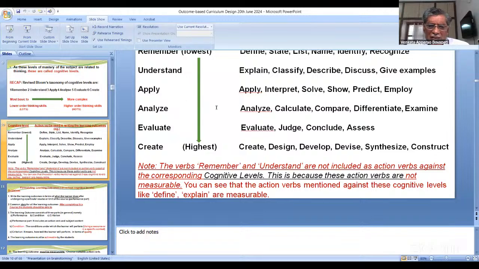Then the analyze level: analyze, calculate, compare, differentiate, etc. Then the evaluate level: evaluate, judge, conclude, assess, etc. These are examples. Then create, the highest level: create, design, develop, synthesize, devise, construct, etc. So I have given the cognitive levels and examples of action verbs against each cognitive level.